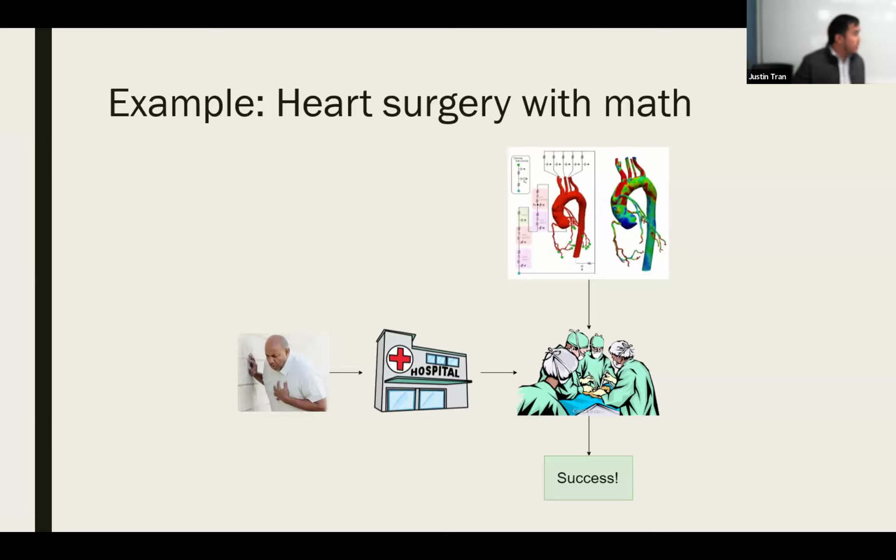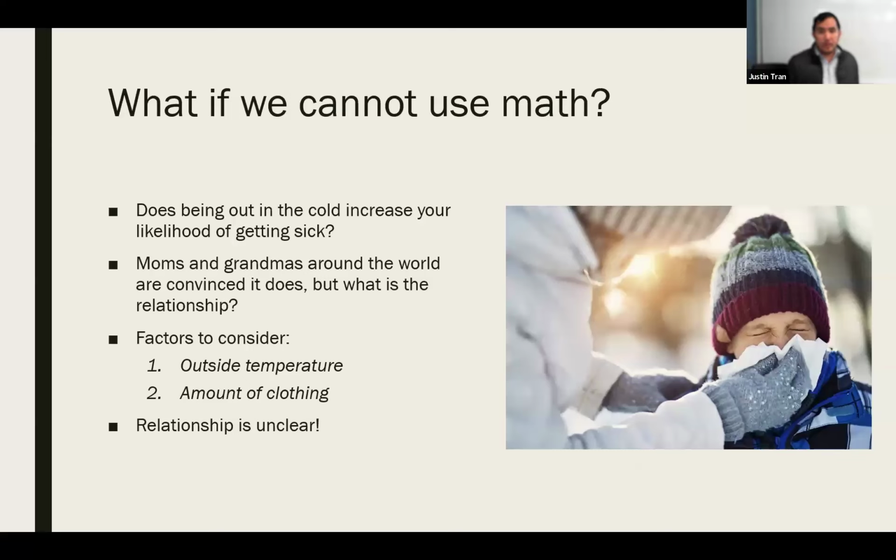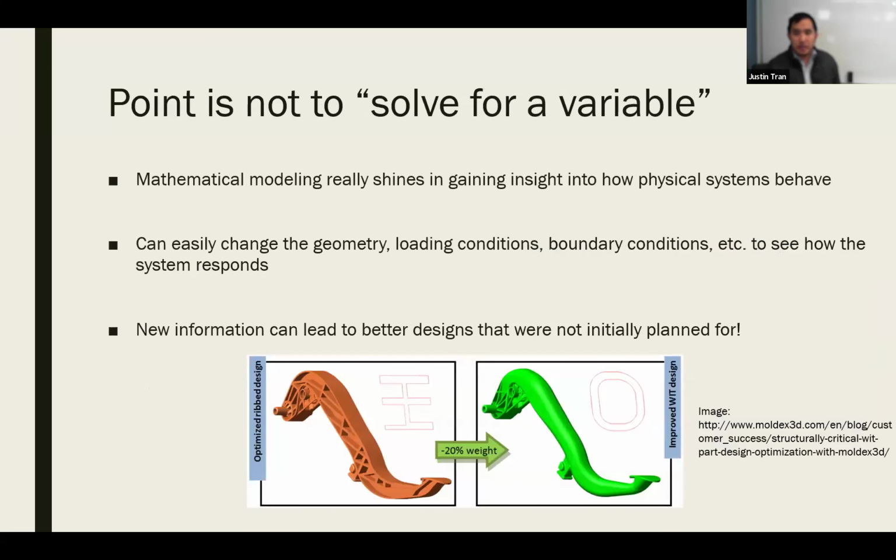Okay. Any questions on this so far? Okay. All right. So again, if you can't use math, you're just going to have to do trial and error, or maybe you rely on expert opinion. So in this case, if it's cold, probably your grandma always used to tell you to put on a sweater. Okay. But the exact relationship between putting on a sweater and whether you get sick or not, that's not really clear because we don't have the mathematical formulas to determine it. Okay.